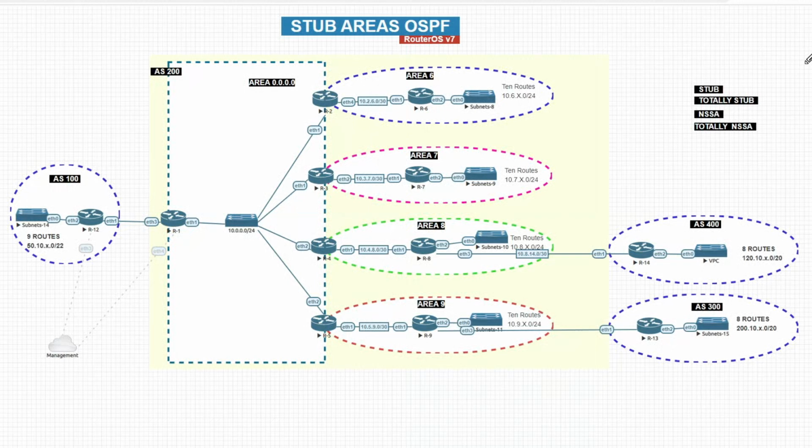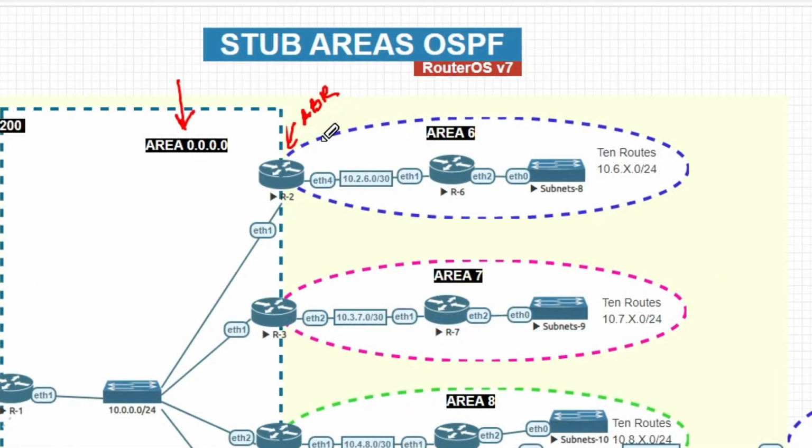We have the backbone area, and it's that area on the left. We have 5 routers that have interfaces connected to the backbone. Then R2 is an ABR, because R2 has an interface connected to the backbone and has another interface connected to area 6. R6 is an internal router. All the interfaces in R6 are connected only to the area 6.